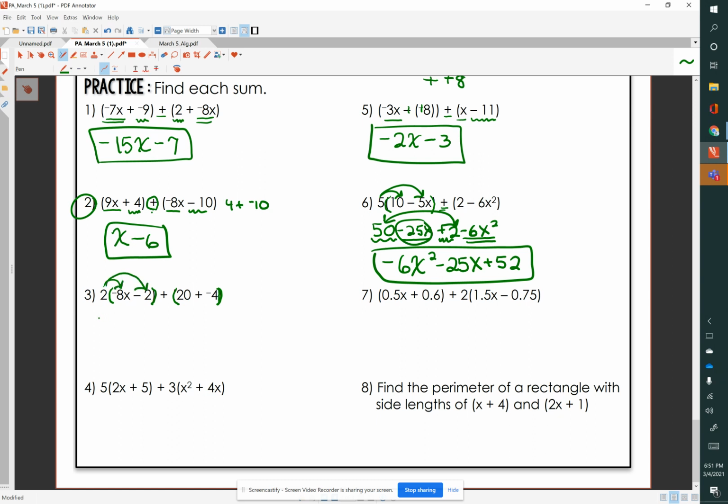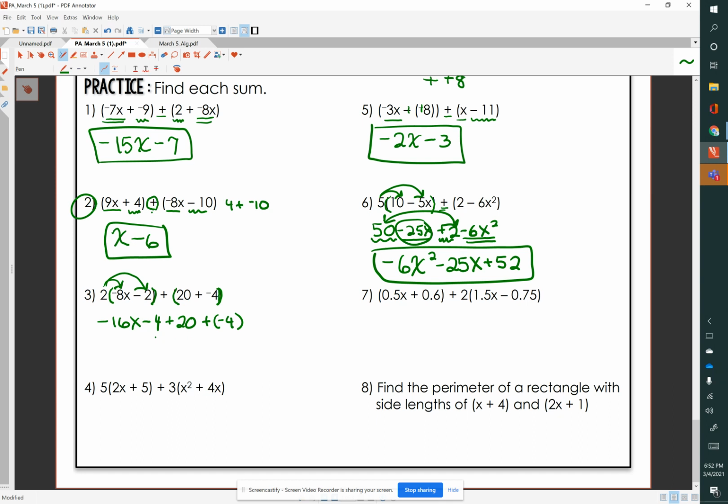Positive 2 times negative 8 is negative 16x. 2 times negative 2 is negative 4. And then we've got plus 20 plus a negative 4. You can put that in parentheses if you want. I don't like to have signs next to each other without parentheses.